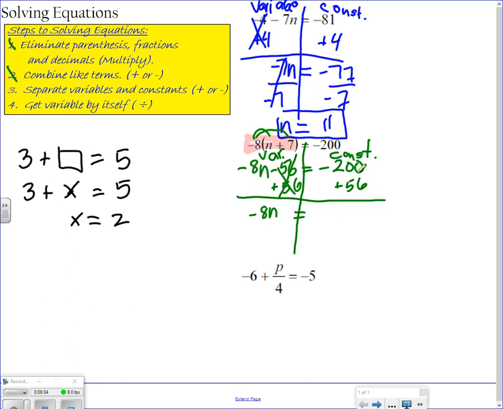0 minus 6, you can't do that. So borrow from the 2. The 2 becomes a 1. And this was a 10, but now it becomes a 9. And this will be a 10. 10 minus 6 will be 4. 9 minus 5 will be 4. And 1. So the answer is negative 144.